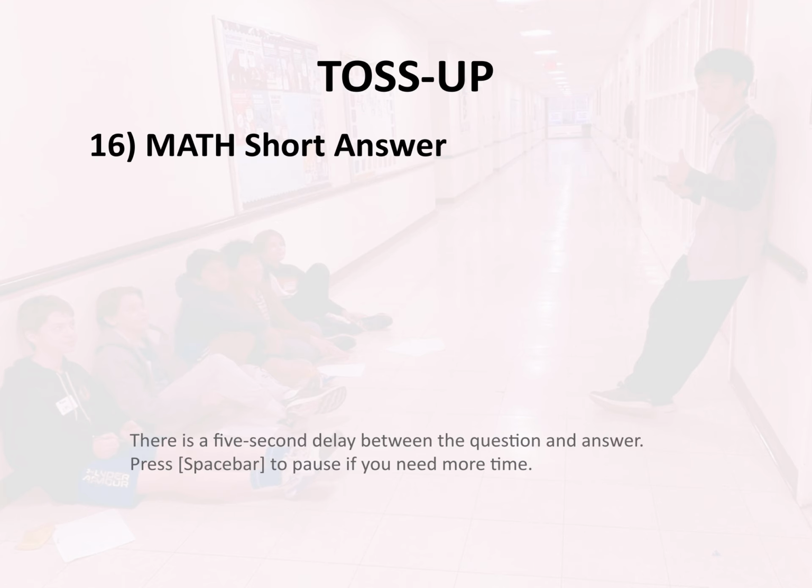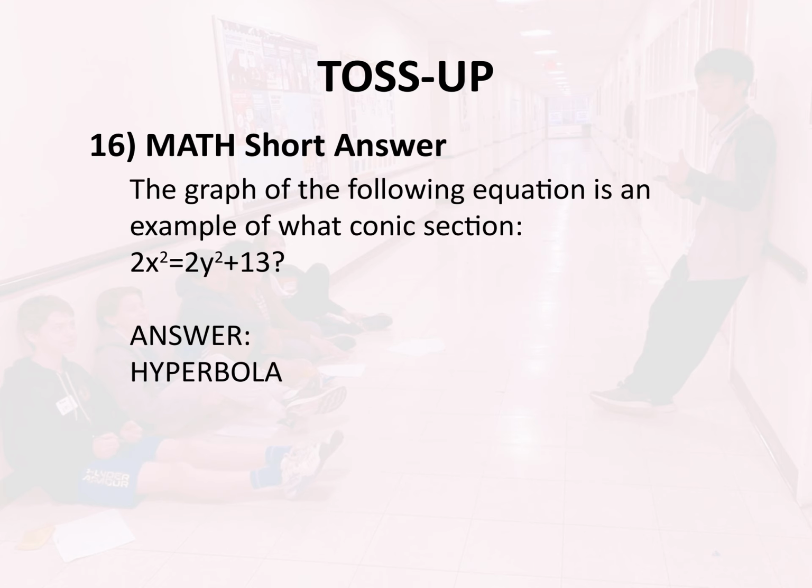Toss-up 16. Math. Short answer. The graph of the following equation is an example of what conic section? 2x squared equals 2y squared plus 13. Answer: hyperbola.